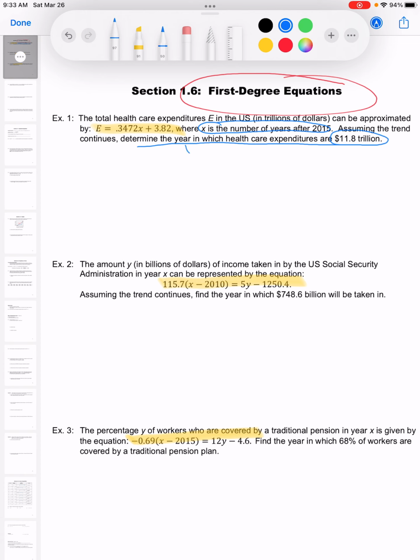So if I'm supposed to determine the year, that means I'm supposed to find x. So my answer is going to be x equals something. That means I'm going to put 11.8 in for E, the expenditures, and I'm going to leave the x in the problem. I've got trillion written out there in words. That's kind of a key that you don't need to put all those zeros in there for trillion. We're just going to leave it as 11.8. It also says up here that it's in trillions of dollars, so two ways to know that we're not going to be putting those zeros in. So I'm going to set my equation equal to 11.8, and then do a little bit of algebra to solve for this guy. I'm trying to get x by itself.